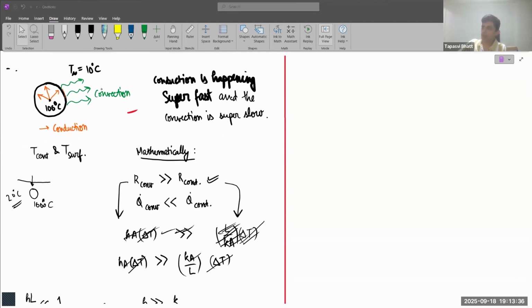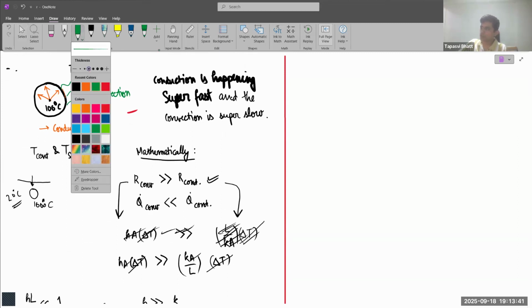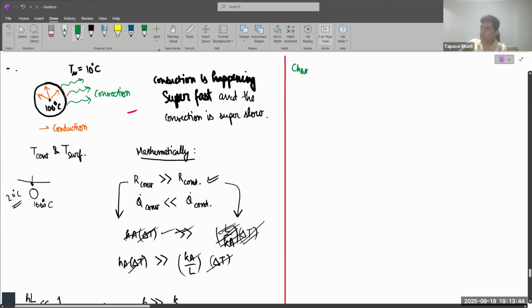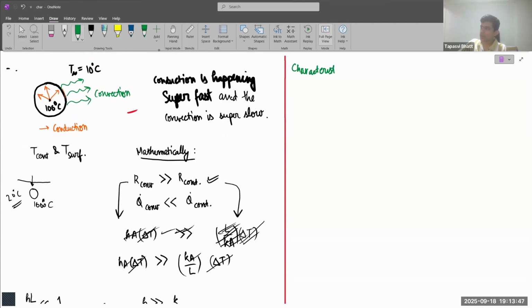Now the characteristic length. Characteristic length is LC, which is V over AS. V is the volume and AS is the surface area of the system. So you can derive it for anything. For example, for a plane wall, these are the three cases which have been taken in the lecture slides. For a plane wall, it is LC equals L over 2.